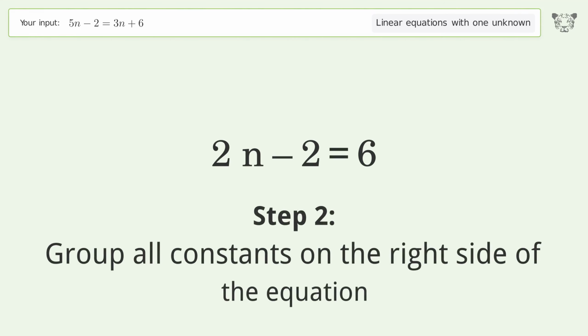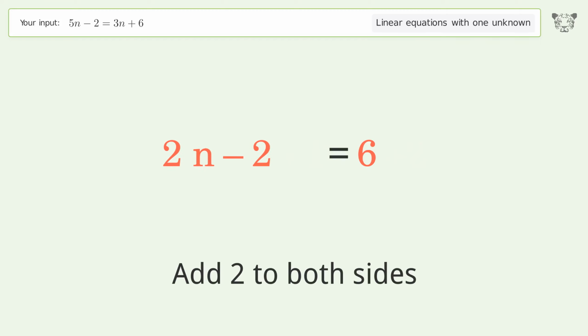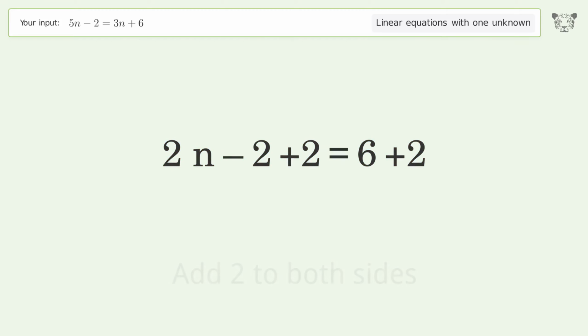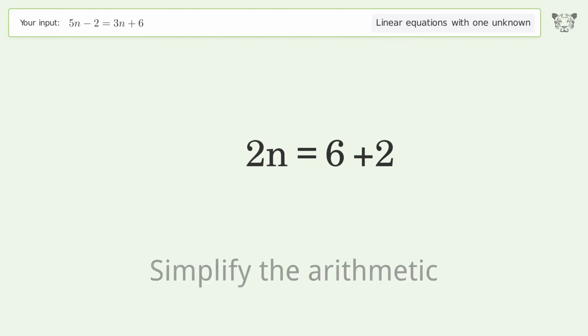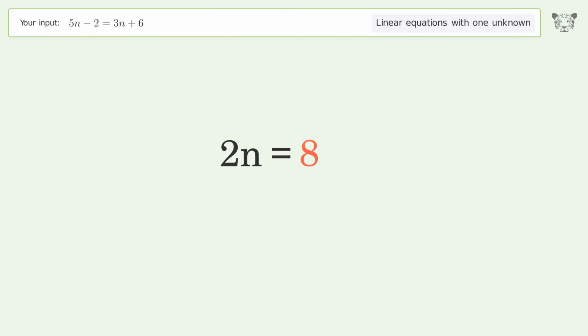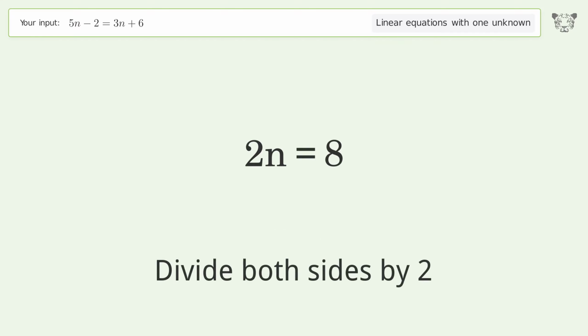Group all constants on the right side of the equation. Add 2 to both sides. Simplify the arithmetic. Isolate the n. Divide both sides by 2.